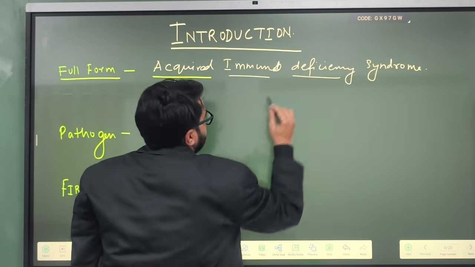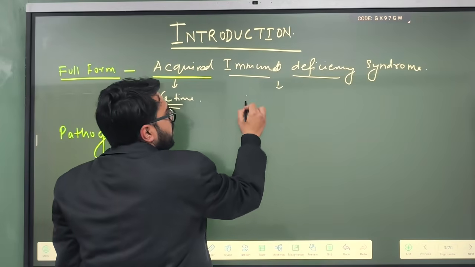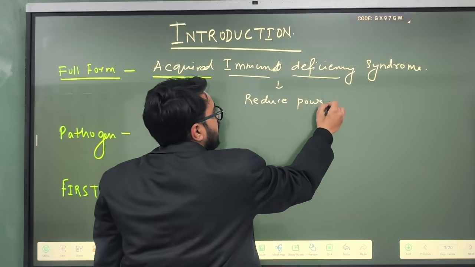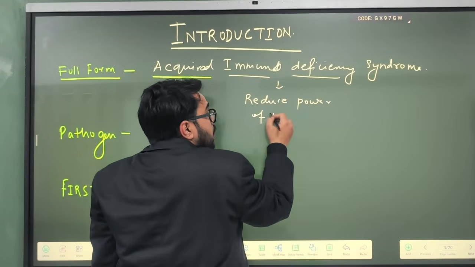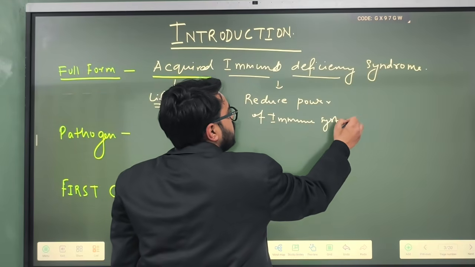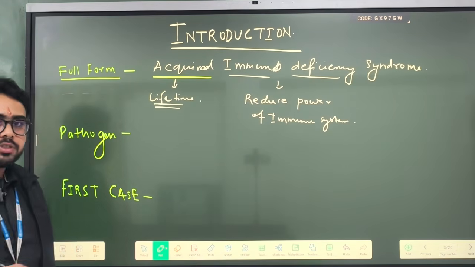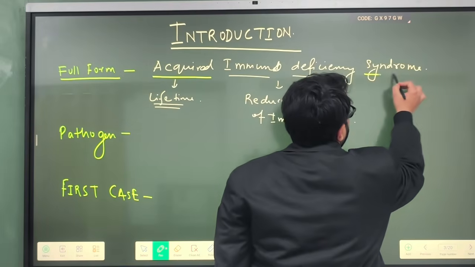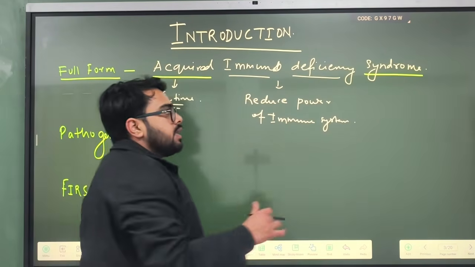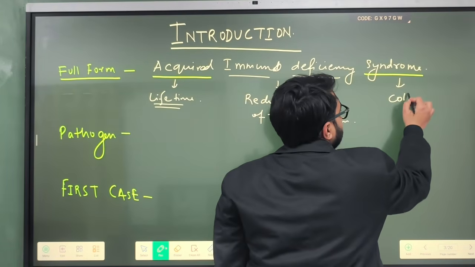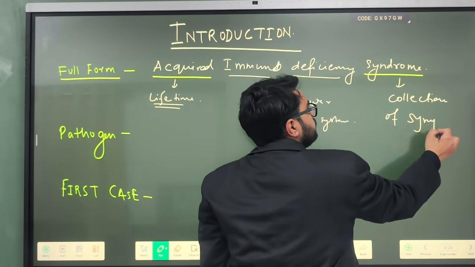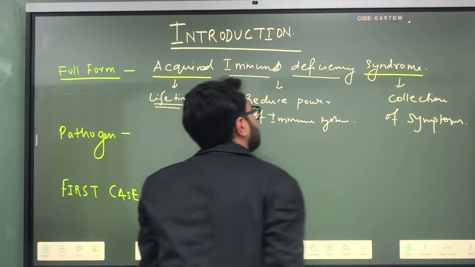It is immunodeficiency. Immunodeficiency means it will reduce the power of your immune system. Power means the defense mechanism. The intensity of the defense mechanism will get reduced. And the last term is syndrome. What is the meaning of syndrome? NCERT says it is a collection of symptoms.